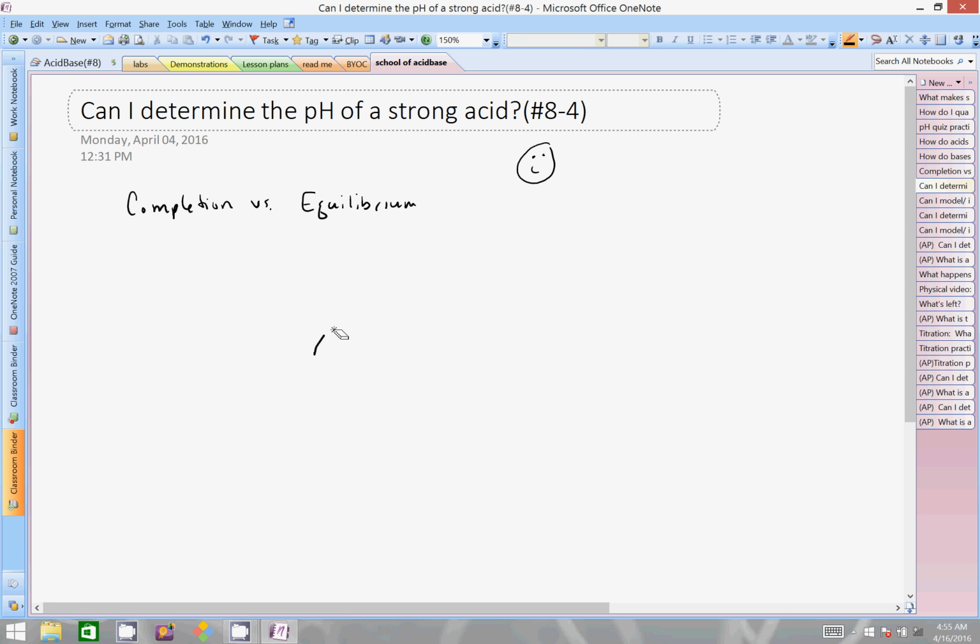Now, you should be aware that a strong acid, and we will be doing lots of examples of this, is an acid that goes to completion, or it goes through hydrolysis 100%. Someone might describe that as 100% ionized.